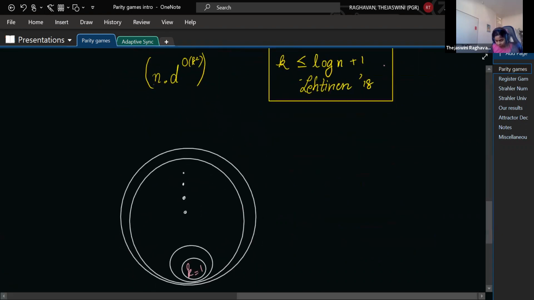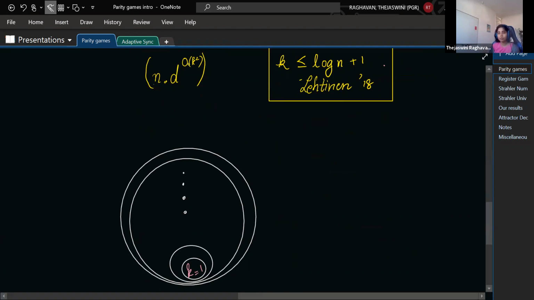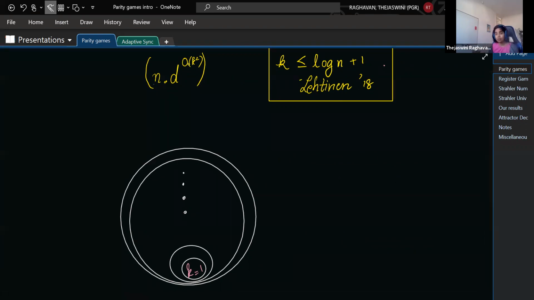Now, why is this important? If you look at just this, n times d to the O of k, if k somehow were constant, then you get a polynomial time algorithm, which is very important. So it makes sense to ask, what are these games for which you have constant or small k? Because these are games that can be solved really quickly by this algorithm. And you can also ask, how do they fare using other algorithms?